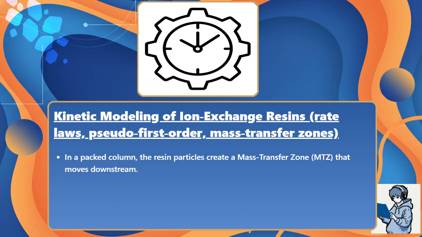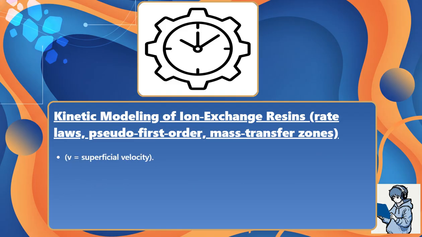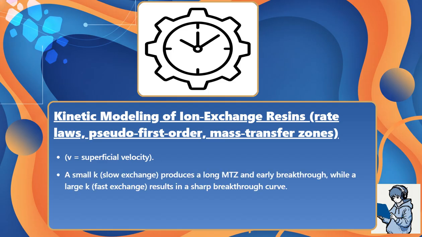In a packed column, the resin particles create a mass transfer zone, MTZ, that moves downstream. The length of the MTZ, L sub MTZ, is related to the residence time, tau, and the kinetic constant. L sub MTZ equals v tau equals v over k. v equals superficial velocity. A small k, slow exchange, produces a long MTZ and early breakthrough, while a large k, fast exchange, results in a sharp breakthrough curve.